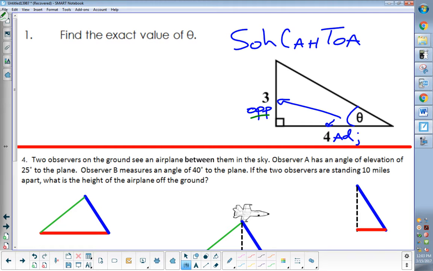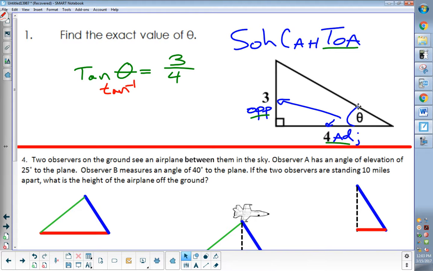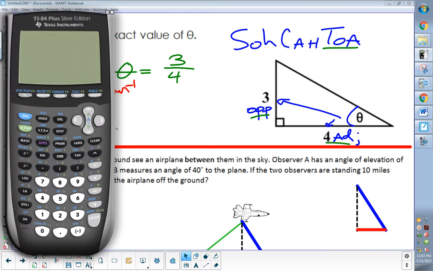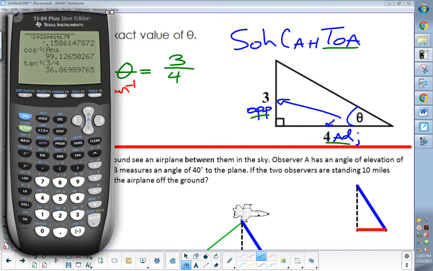If I've got opposite and adjacent, that's a tangent problem. So it's tangent of the angle equals the opposite over the adjacent. If I want to get theta by itself, what do I need to get rid of? I need to get rid of tangent, so I'm doing inverse tangent on both sides. So in my calculator, I'm going second tangent of 3 over 4. Type it in, hit enter. There's my answer, 36.9. A lot of you did law of cosines and things like that. That's way easier. Questions on the first one?